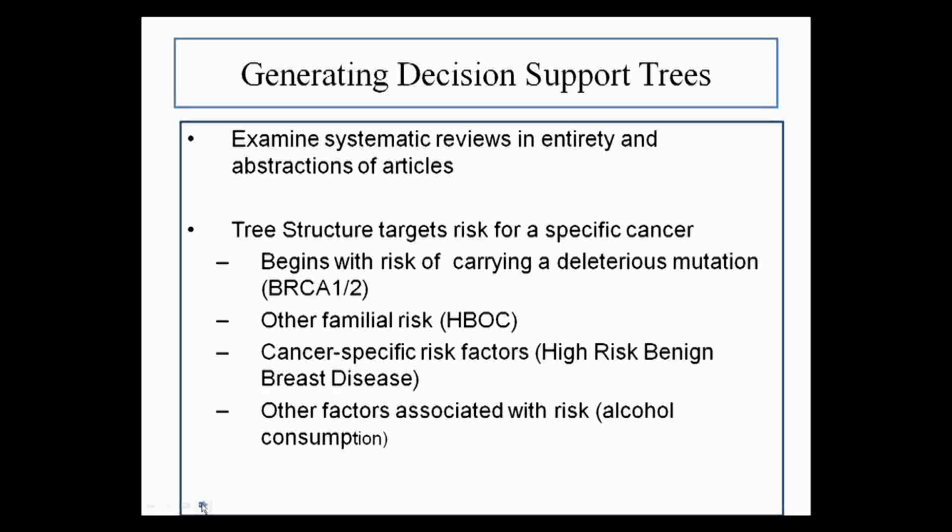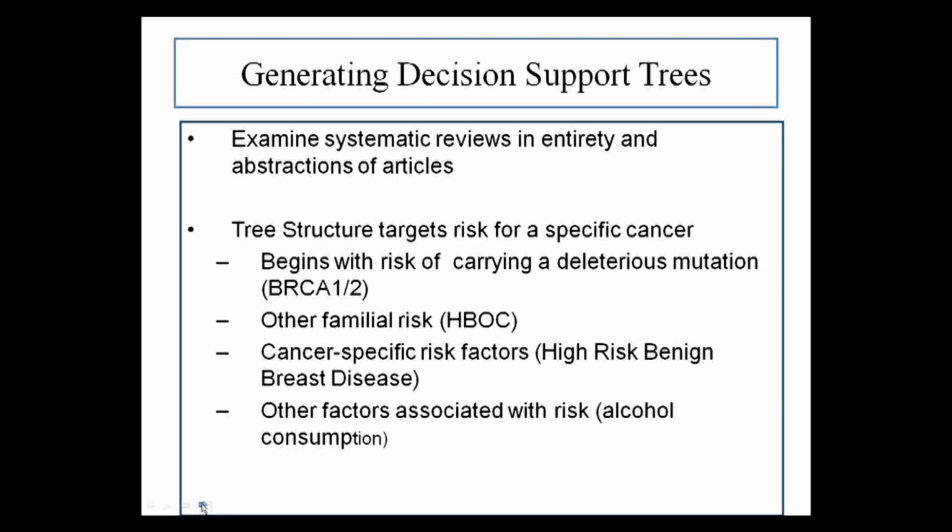So generating decision support trees. As I said, we examine the systematic reviews in their entirety and then review the abstracts. Our decision tree structure will begin with targeting a specific risk for a specific cancer and starts at the top with risk of carrying a deleterious mutation, so for example, BRCA1 or 2, and then moves on to other familial risk, then to cancer-specific risk factors, and then finally other factors associated with risk, and this could be something like alcohol consumption.